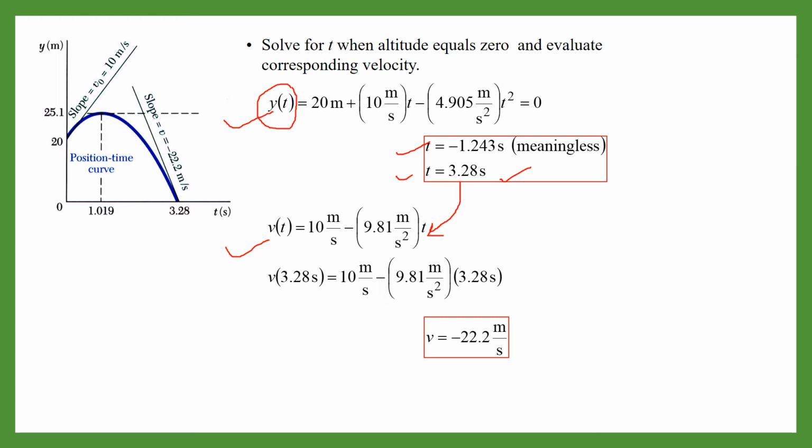Okay, and we will obtain minus 22.2. That means the ball will hit the ground with a velocity of 22.2 meter per second in the downward direction. So this is how you can solve the problems related to motion.